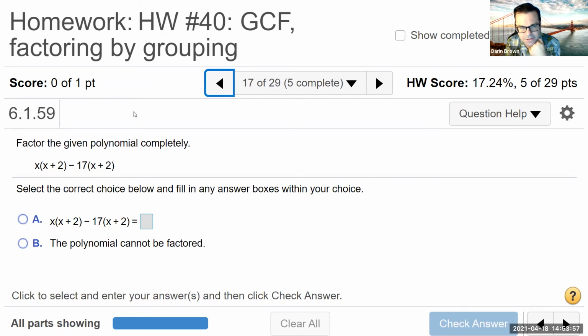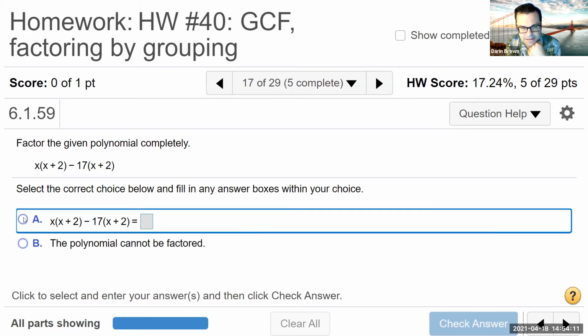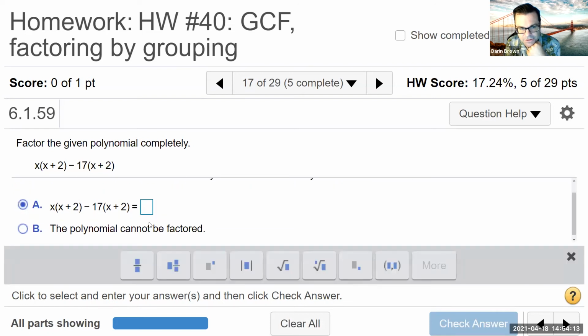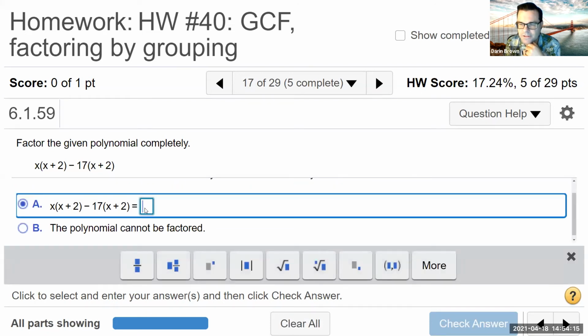Well, treat it like it was a variable. If I think of x plus 2 like it was y or z, then I could think of it as a whole thing being raised to different powers. In fact, I could see that the x plus 2 actually is a common factor. This is what factoring by grouping is based upon. So it's really important that you get this. x plus 2 is a common factor. Actually, let me go to the whiteboard.